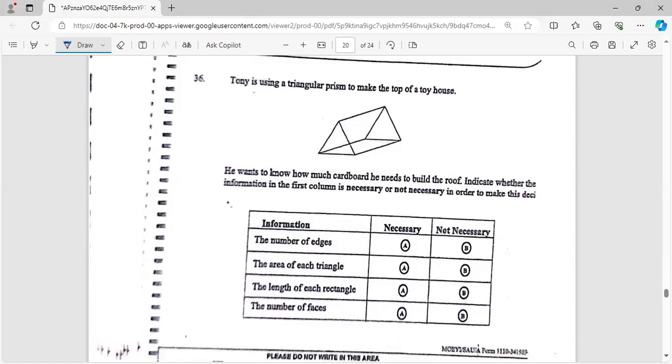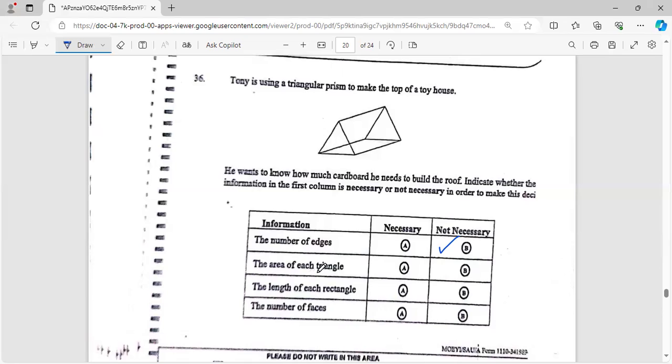The number of edges. Is it necessary or not necessary? Not necessary. Why it's not necessary, guys? Sir, it's not necessary because it doesn't have anything to do with the measurements. That is it. All right.